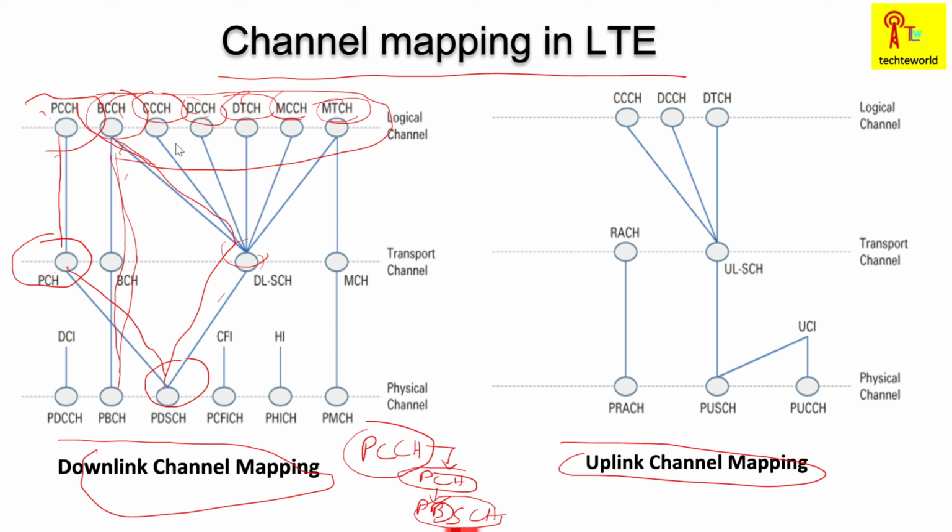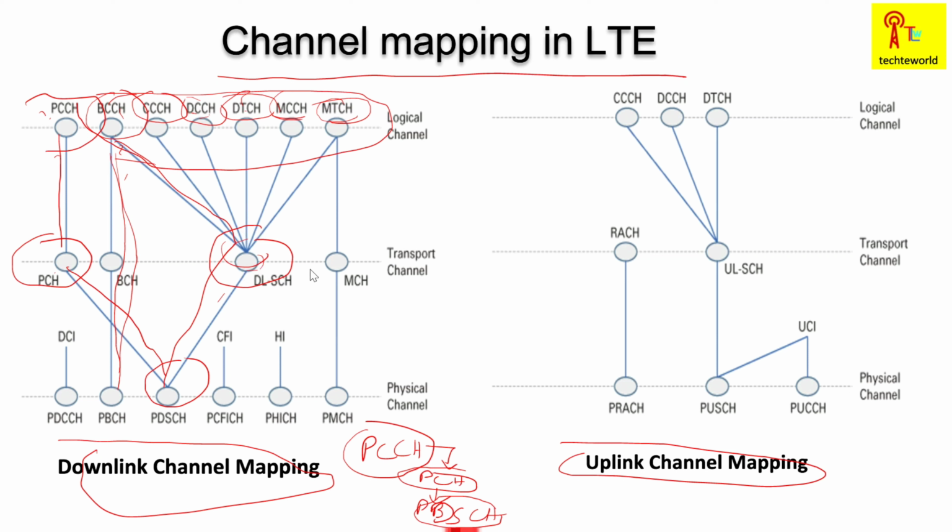And also all the other channels, the common control channel and dedicated control channel, the DTCH, the multicast control channel and multicast traffic channel, they are all mapped to a single channel called DLSCH. So this can be asked in an interview: which is the channel present in the transport layer that is mapped to multiple channels in the logical channel? The answer is the DLSCH.